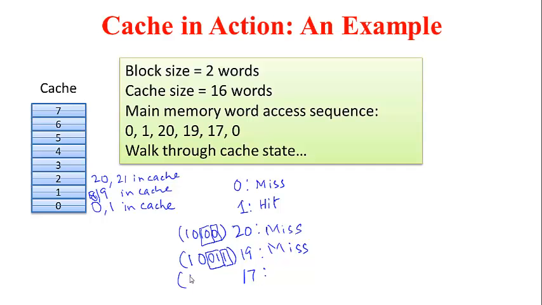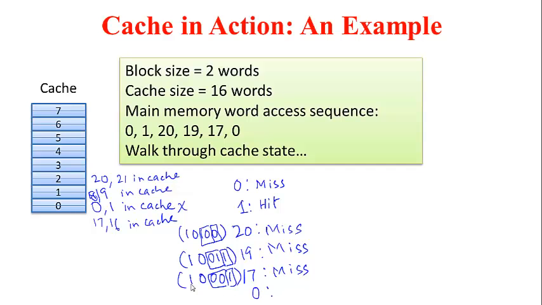Next is word address number 17, which in binary is 10001. Last bit corresponds to word number in block. Next two bits correspond to block number in cache. Here we see that block number 0 is what word address 17 maps to. Well, 17 is not in this particular cache block. Something else is there. We have to evict it. We are going to now throw this away and bring in 17, and 16 will also come in, and 17 will also be a cache miss.